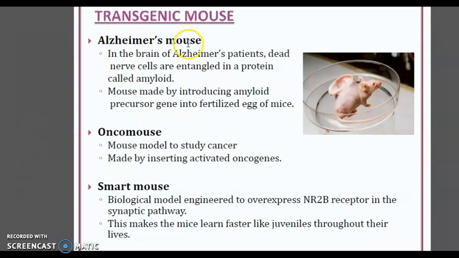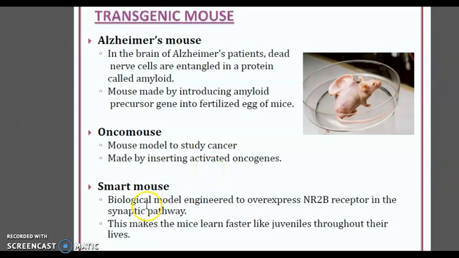Transgenic mice are especially used for experimental or study purposes. The first one is the Alzheimer's mouse. In the brain of Alzheimer's patients, dead nerve cells are entangled in a protein called amyloid, and this mouse is made by introducing the amyloid precursor gene into the fertilized egg of mice. Then there's the onco mouse. It's a mouse model to study cancer. It's made by inserting activated oncogenes.